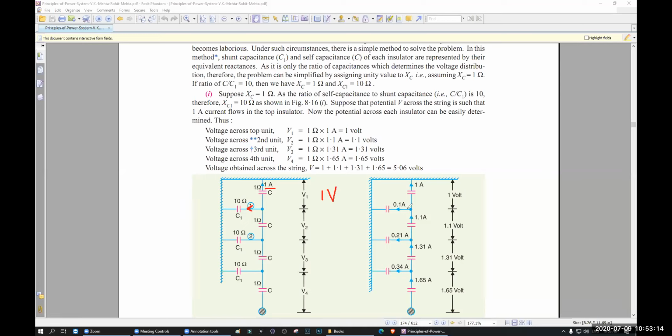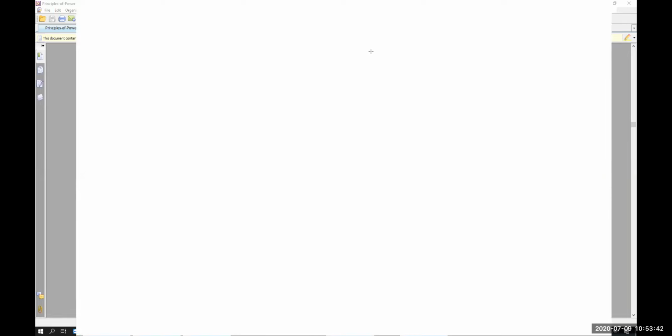Okay? Now, if it is 0.1 ampere and the other is 1 ampere, how much is this? 1.1 ampere. So how much volt will you have here? 1.1 volt. So how much volt do you have at this point 2? 1.1 volt plus 1 volt. Okay. Let's write it and make you understand. See. Let's say this is the tower.